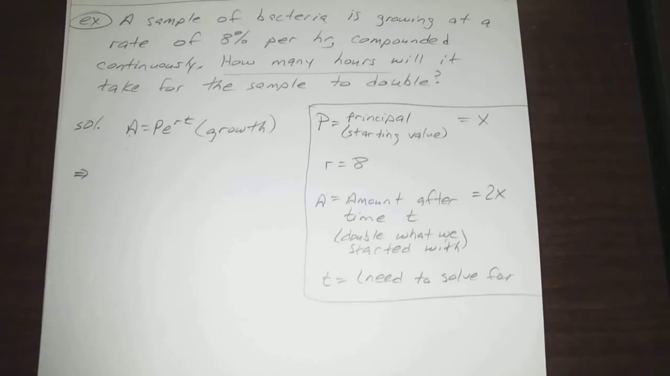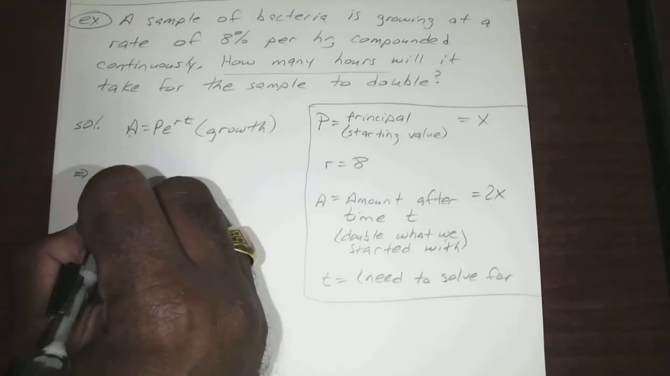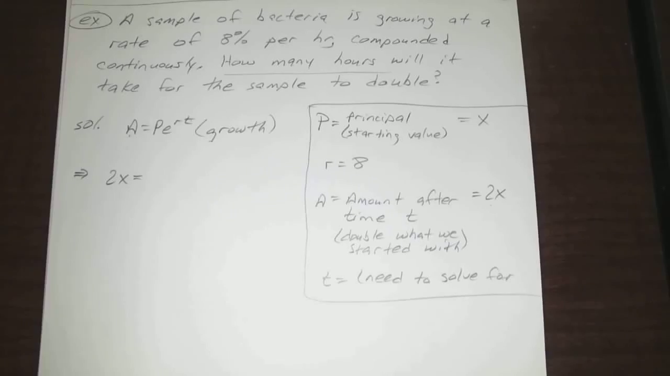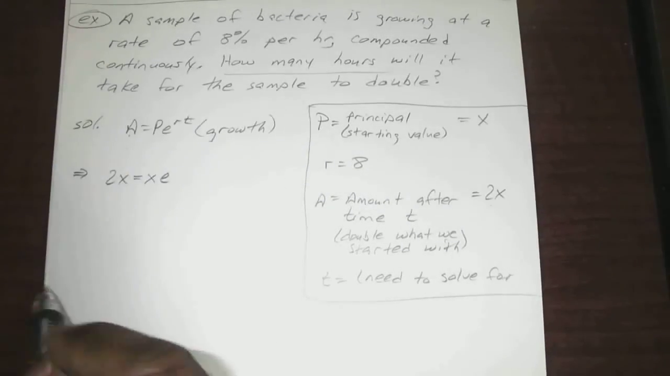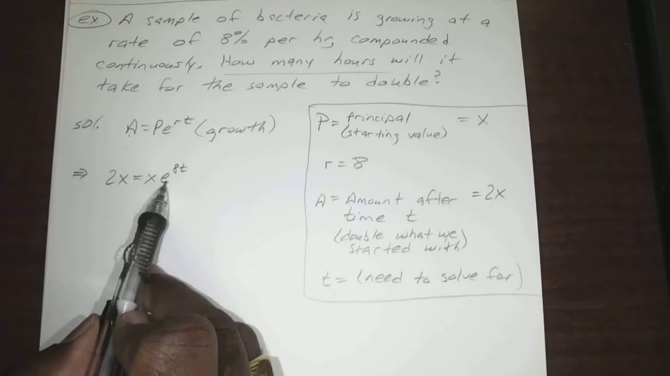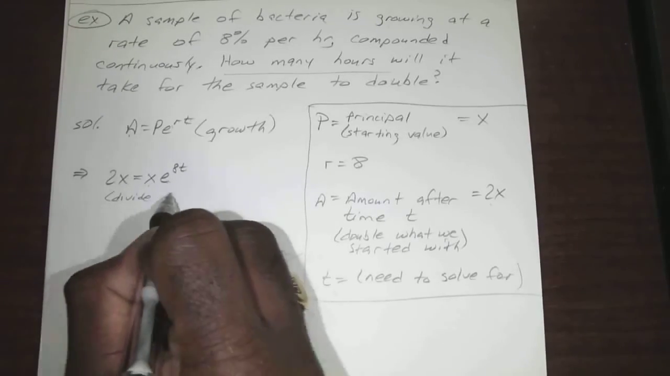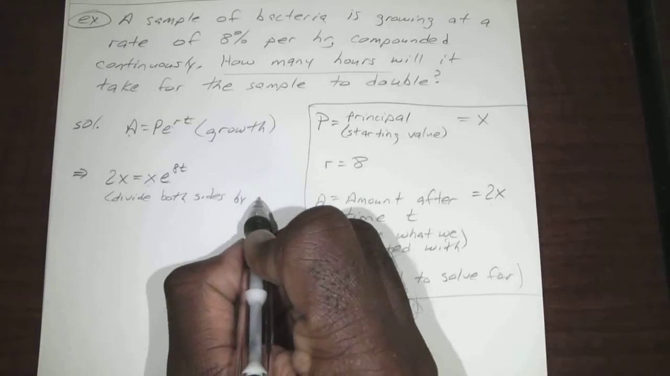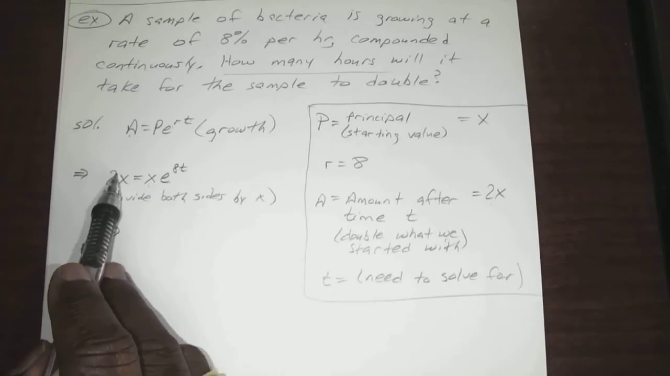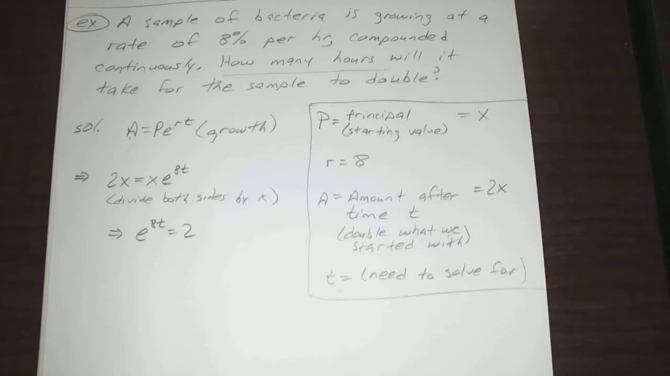Okay, so our A is equal to P times e to the power of RT. Our A is 2x. So that's 2x is equal to our starting value, which we don't know, times x times e to the power of RT. So that's e to the power of 8 times t, since we don't know what t is. Okay, so once we have everything figured out, we just plug it right in. First thing we have to do is get our exponential factor by itself. So we divide both sides by x. And that gives us 2 equals e to the power of 8t, or e to the power of 8t equals 2. You don't have to flip it around like that. I just feel better when I'm solving for the left-hand side.